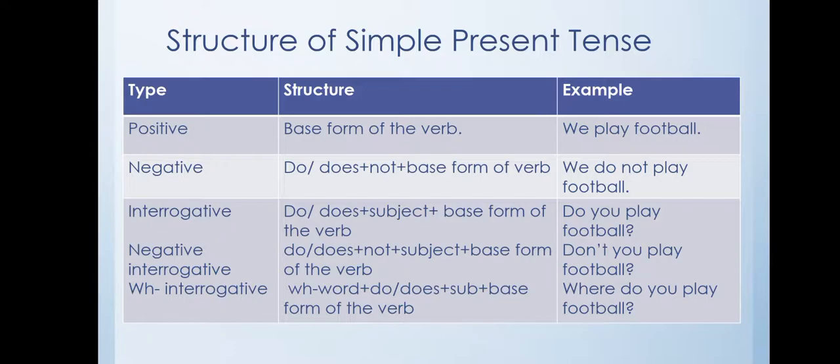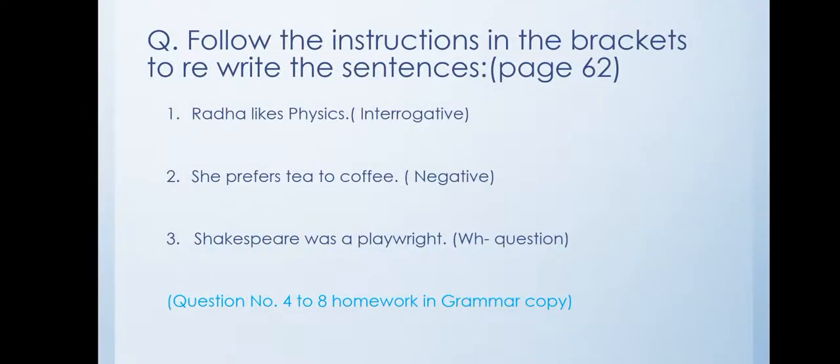So from this table what have we learned? How to make a positive sentence in simple present tense, negative sentence, interrogative sentence, negative interrogative and WH interrogative. Positive, we play football. Negative, we do not play football. Interrogative, do you play football? Negative interrogative, don't you play football? WH interrogative, where do you play football? I hope you have understood students. Let's move to the next slide.